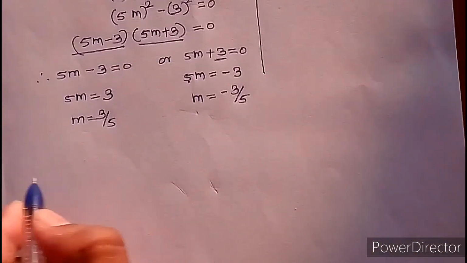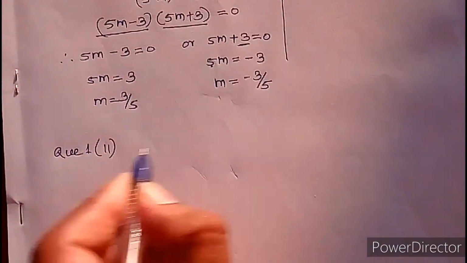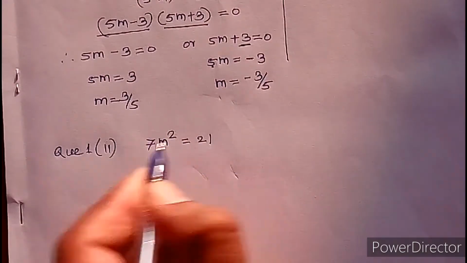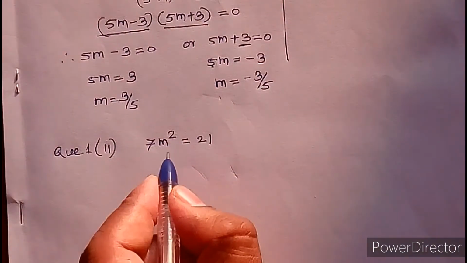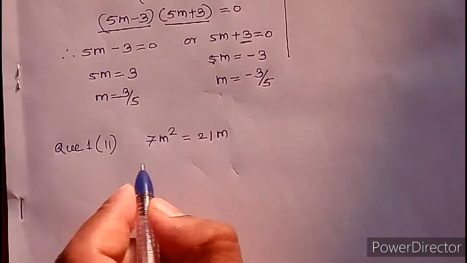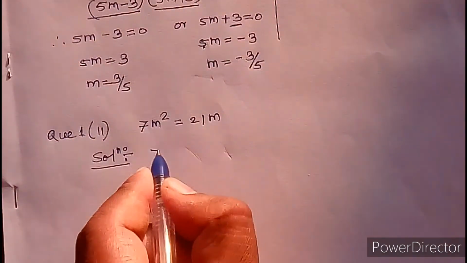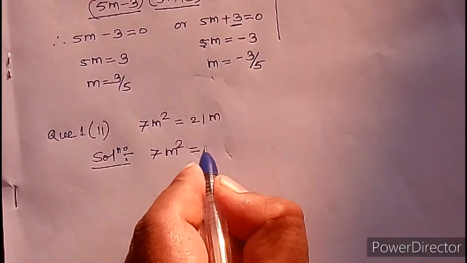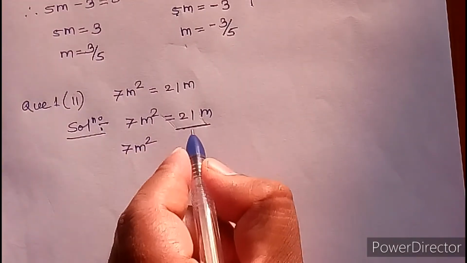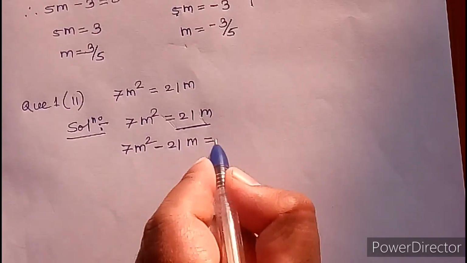Moving to the next question, question number 1, sub question 11, that is 7m square equals 21m. We have to solve this. In the solution part, write down the problem as it is: 7m square equals 21m. Now change the side of 21m, and it becomes 7m square minus 21m equals 0.